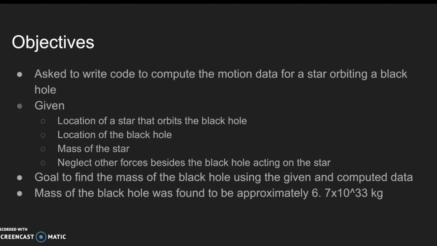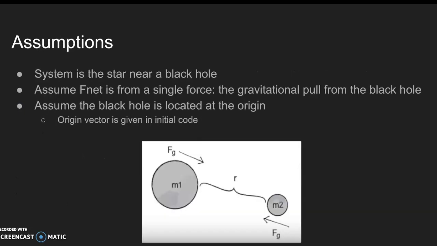I was asked to write a code to compute the motion data for a star orbiting a black hole. I was given the location of the star, the location of the black hole, the mass of the star, and told to neglect other forces besides the black hole acting on the star. The goal is to find the mass of the black hole using the given and computed data. I found the mass of the black hole to be approximately 6.7 times 10 to the 33rd kilograms. And that makes sense, because the mass of the black hole would be very large in space.